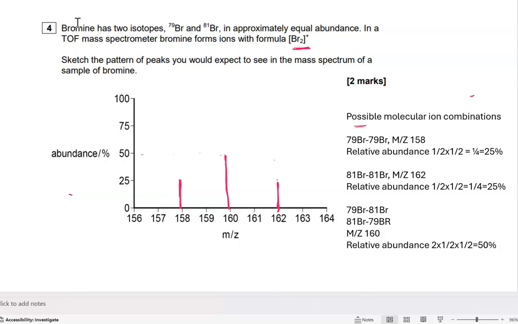So again, possible molecular ion combinations. Both atoms bromine 79 isotope, mass to charge ratio 158, percentage abundance 25%. Both atoms bromine 81 isotope, peak at mass to charge ratio 162, relative abundance 25%. The other combination of isotopes, bromine 79 and bromine 81, gives a peak at mass to charge ratio 160, relative abundance 50%.